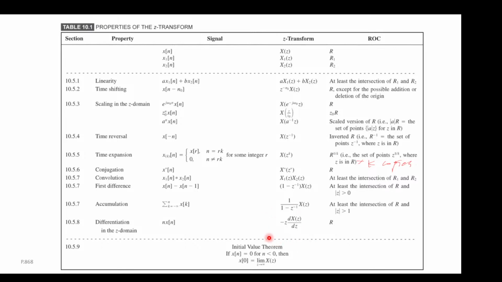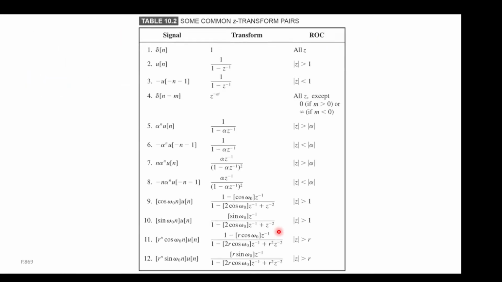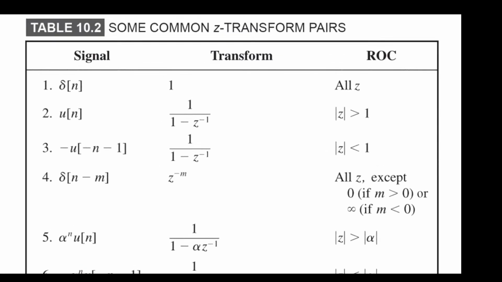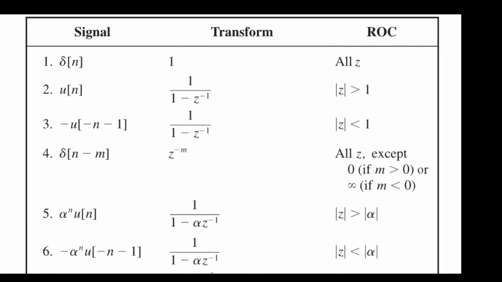And in differentiation, we see that it's a weird property because when we take dX/dz, we also multiply by the ROC here. Okay, so that's a property, and here we have some common Z transform pairs, and I think it's nice to look through that.